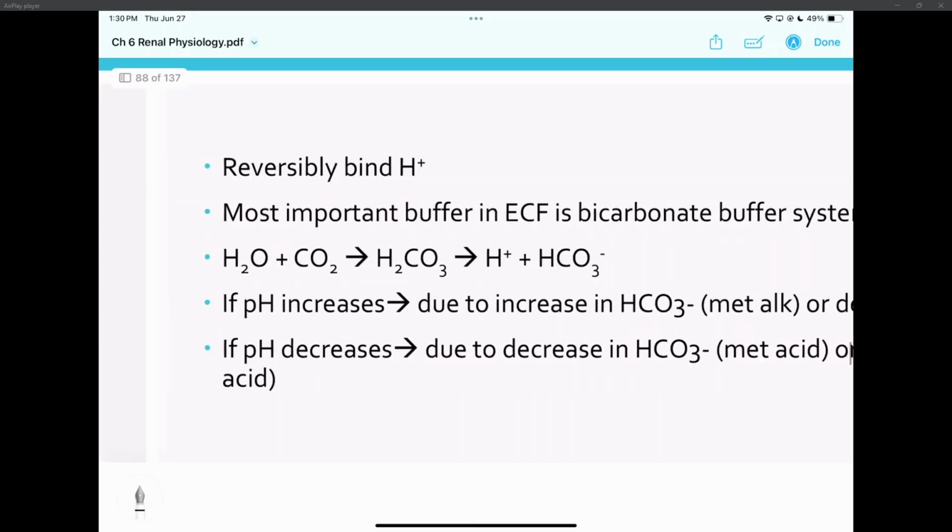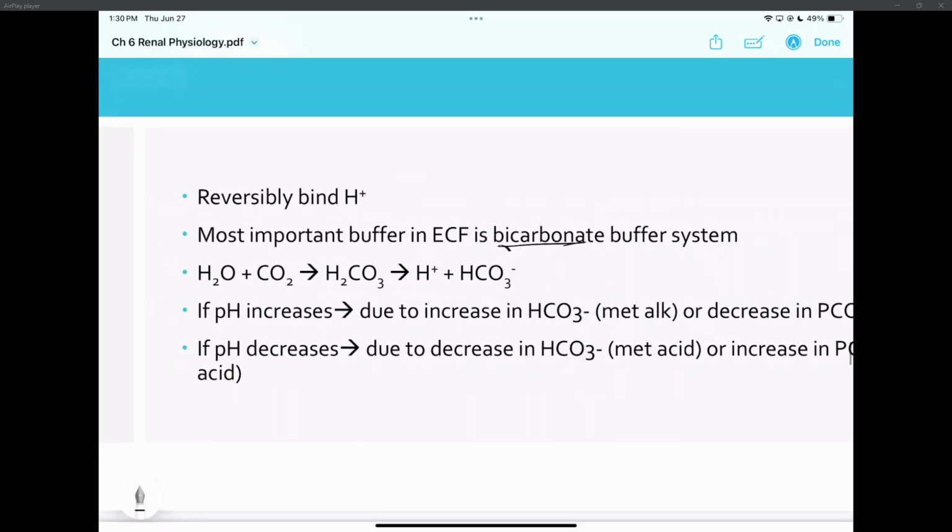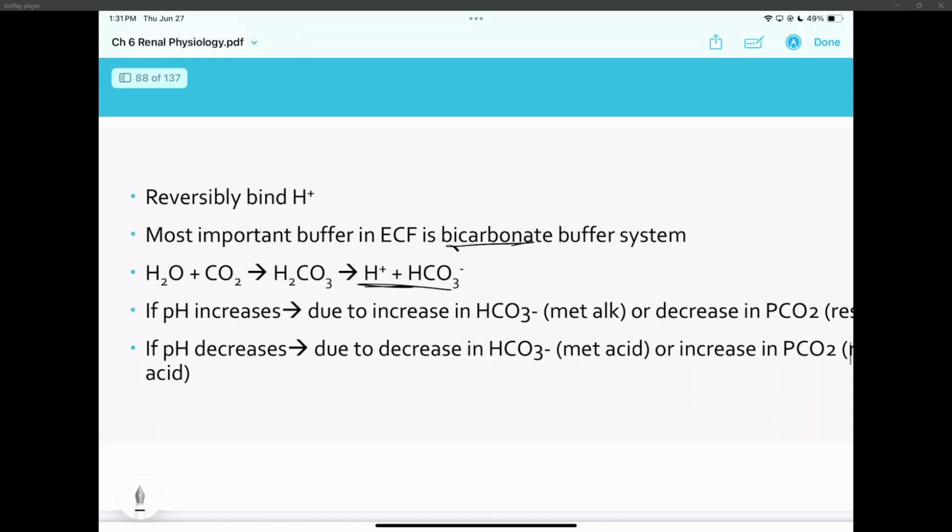In our blood, we use bicarb as the buffer. Bicarbonate is our buffer, and again, through this reaction, because we know that HCO3 will bind to hydrogen to make carbonic acid. So if the pH increases due to an increase in bicarb, we're making our pH more alkalotic.